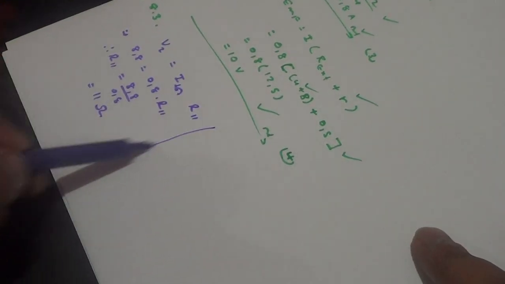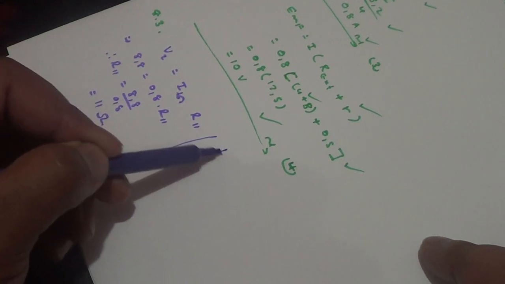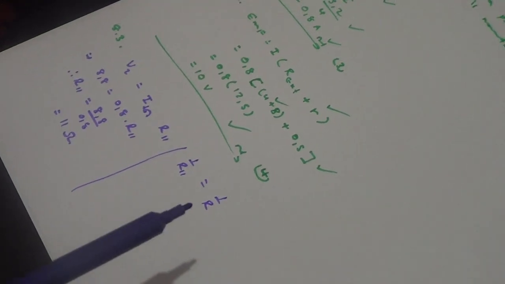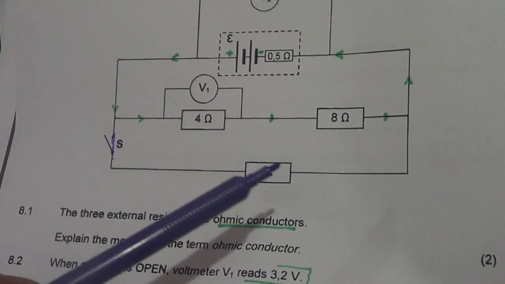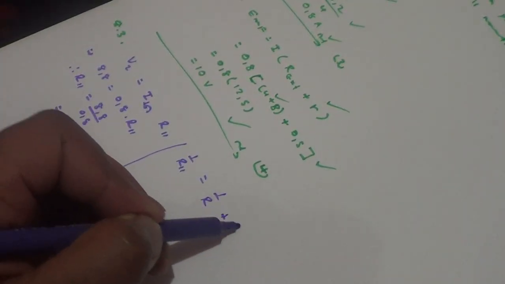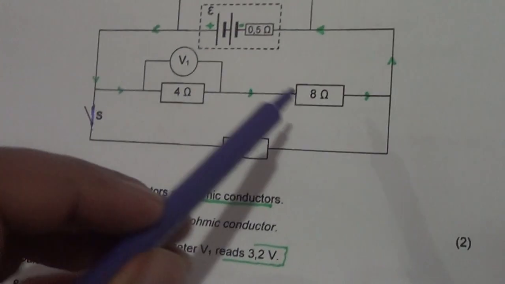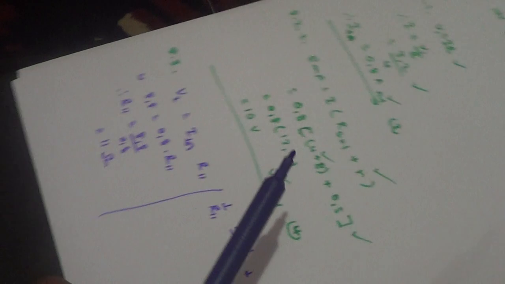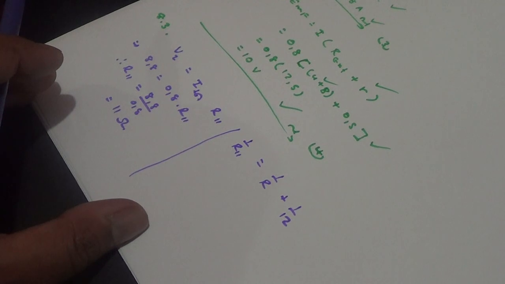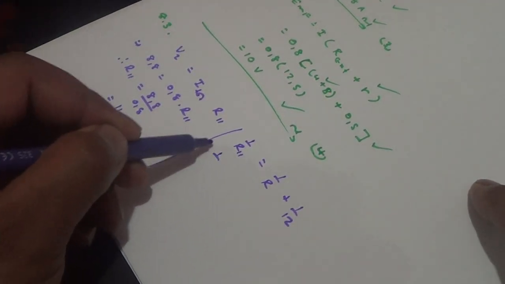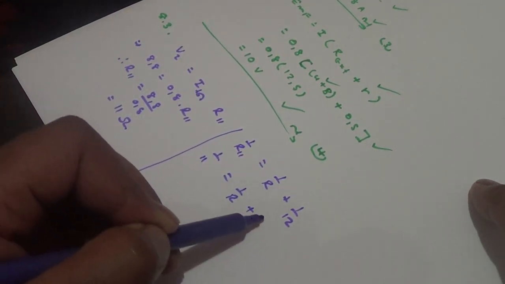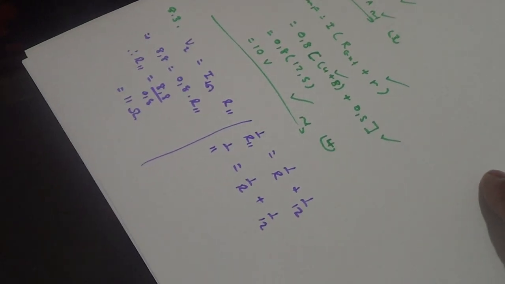So let's create some space here. But what do we know? 1 over R parallel equals 1 over this resistor R, which we don't know because it's alone on the one side. But those two will add together as the top section. So plus 1 over 12, okay? You just add those two together. So that's what we know. So what is R parallel? So we know that 1 over 11 equals 1 over R plus 1 over 12, okay?